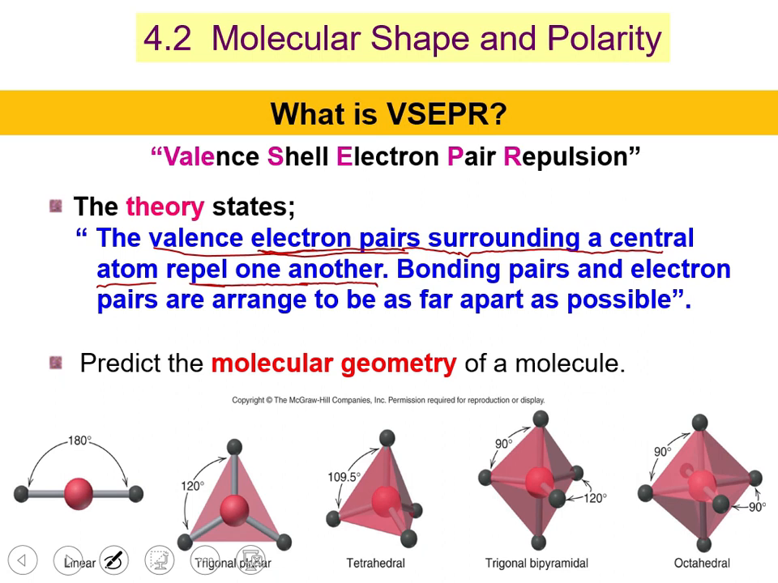Okay. Like we know, electrons have negative charge. So if you put electrons close together, they will have repulsion forces, so they will repel each other as far as possible. Okay. So bonding pairs and lone pairs are arranged to be as far apart as possible, and the result is the shape of the molecule that we call molecular geometry.